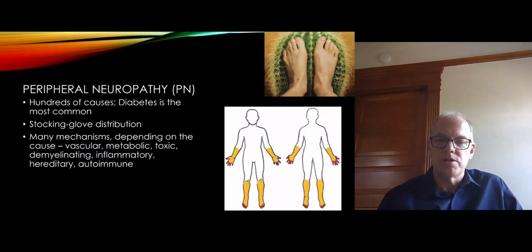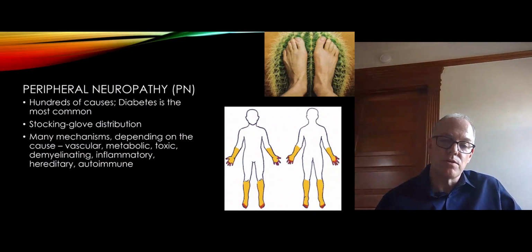So let's go through some specific pain syndromes. Peripheral neuropathy is exceedingly common and very painful, usually. And in the second year course, we will go over dozens of different types of peripheral neuropathy. Diabetes is far and away the most common cause in this country and in the world. And the classic feature of more than 90% of peripheral neuropathies is what we call a stocking glove distribution. And I'll say more about this in the second year neuroscience course, but basically the longest nerves in your body are the ones that are most affected.